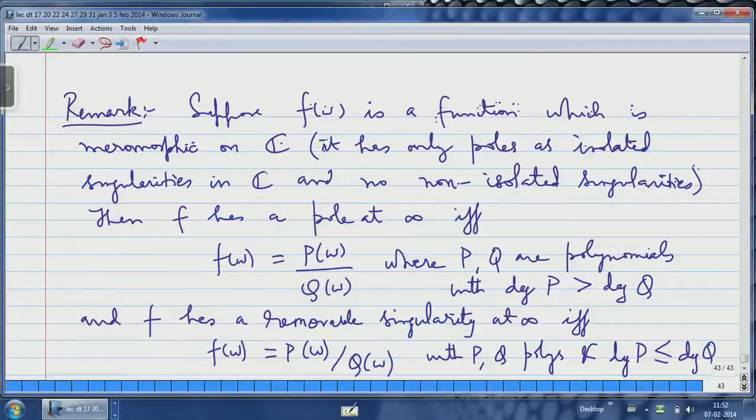Right. Now what I want to shift my attention to is something connected with residues. One of the ways of trying to study a function at a singular point is by the so-called residue of the function at that point. And why is the residue important? The residue is important because the residue actually gives you the integral of the function along a simple closed curve that goes once around that point.